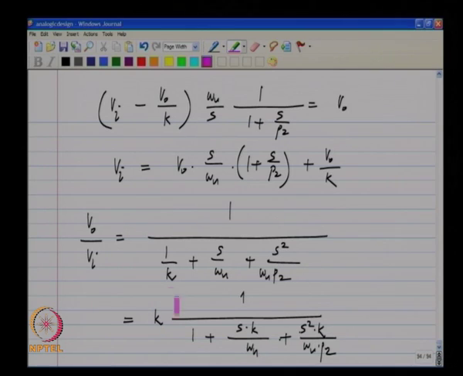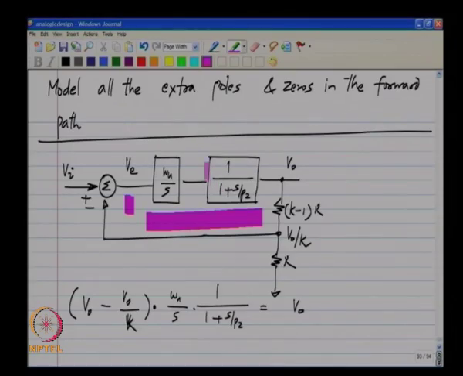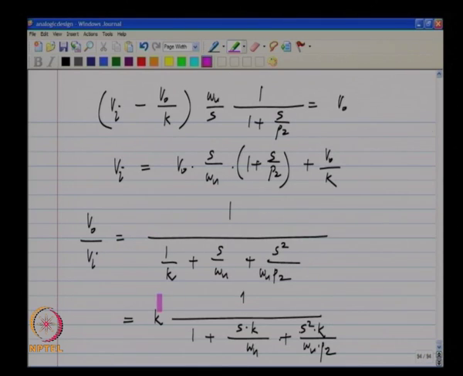the DC picture is not affected by the addition of the pole, and this is what you expect. You expect that the pole gives you a delay and something happens at high frequencies, but as far as DC is concerned, the DC gain of this block is unity. So, nothing happens at DC that is different from what was happening before. The DC gain of this path is still infinite, and finally, you will get a DC gain for the overall system that is equal to k. Okay. And that you can see here, if you substitute s equal to 0, you will get this function to be equal to k.